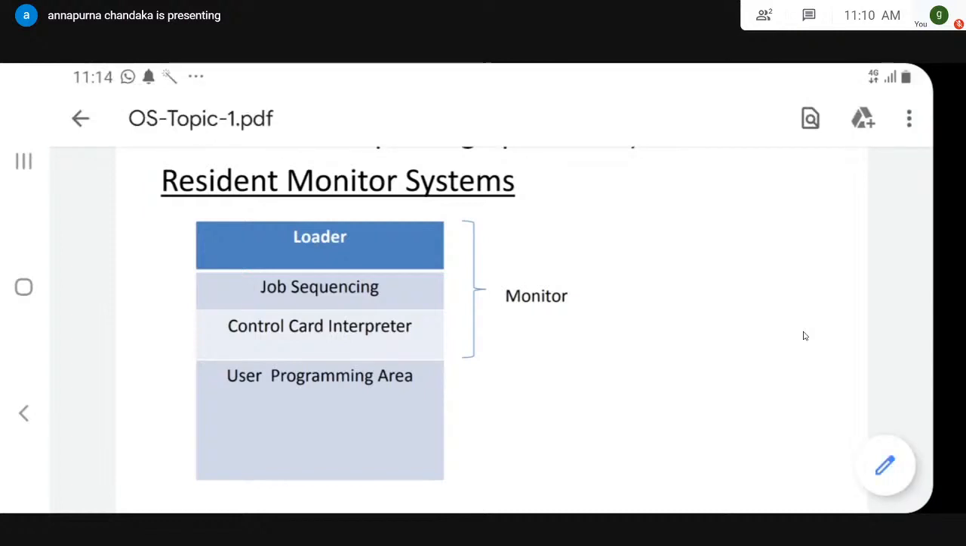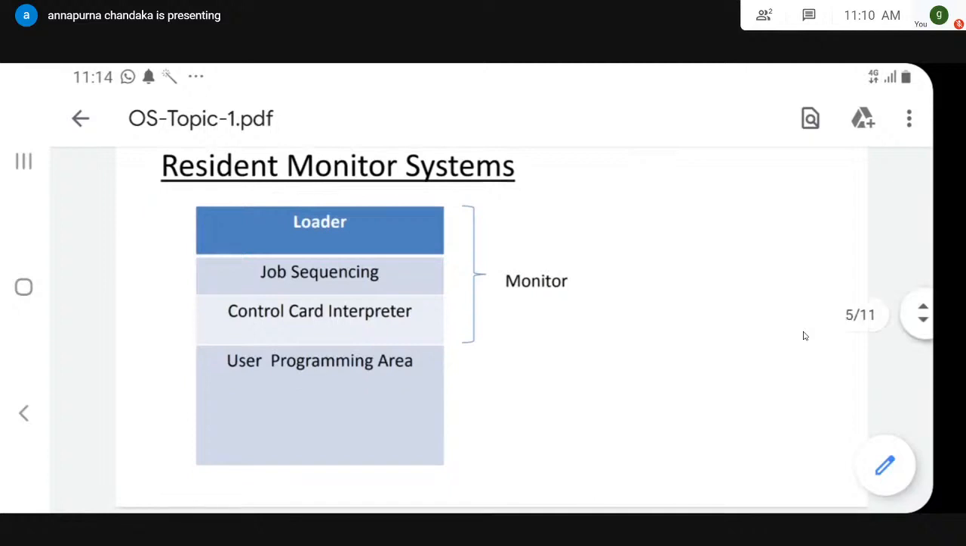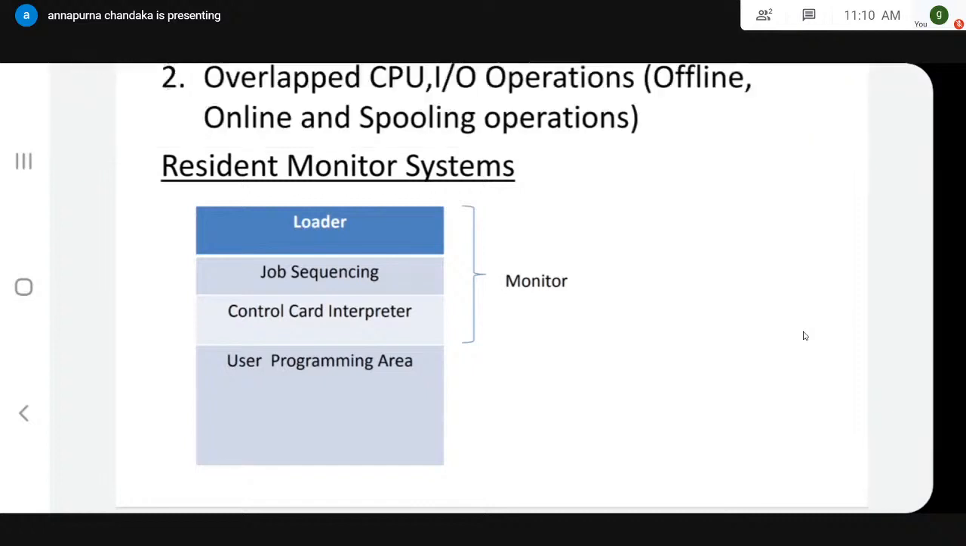The second component is job sequencing. There are multiple jobs in the user program area, so which job is going to be executed first and which next is decided by the job sequencer. A job sequencer is a small program responsible for deciding which program is going to be executed next.